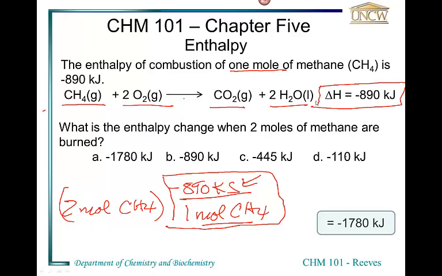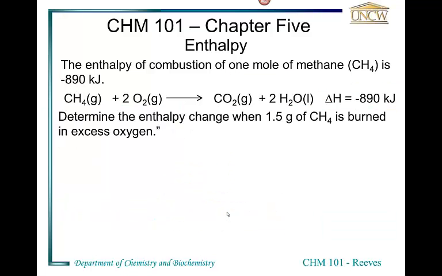That ability to turn this information into an intensive quantity that allows you to convert between energy and amount is vital to this section. Okay, well, we can take this a step further now that we have that conversion. We want to determine the enthalpy change when 1.5 grams of methane is burned in excess oxygen. Now, in this case, we have 1.5 grams.